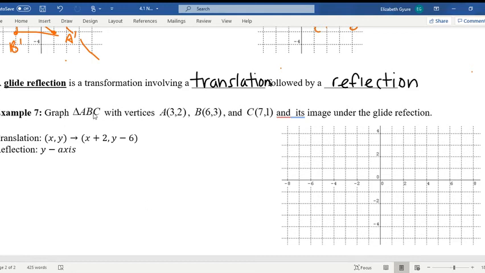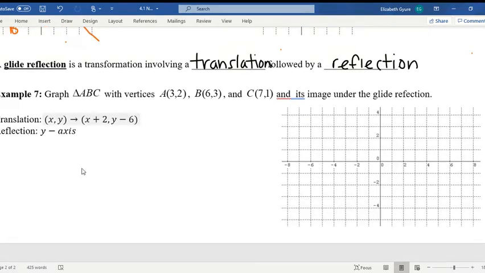So example 7 says graph triangle ABC with vertices at A, which is (3, 2), B is (6, 3), and C is (7, 1). Okay, so there's my triangle. I need to now do this glide reflection. It tells me to translate it using the rule (x, y) goes to (x plus 2, y minus 6), and then we're going to take it and reflect it over the y-axis.